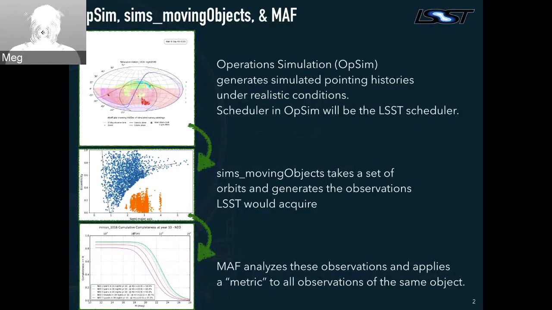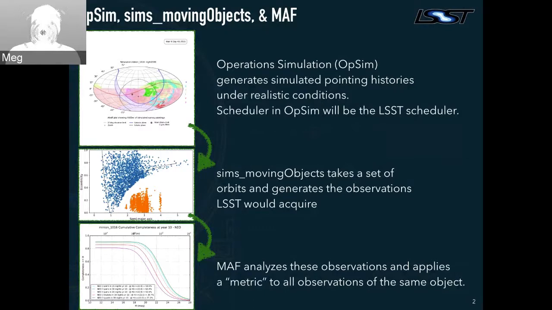So OpSim generates these pointing histories. They come complete with a record of the RA, Dec, and the seeing and the 5 sigma depth, all of these things. If you want to evaluate what we would see for moving objects, you take another software package we have called Sims Moving Objects, provide a set of orbits, basically objects, and that will generate the observations that LSST would acquire for a given simulated survey. So there's 3 steps to getting to your metrics. And then the last step is to analyze those observations. And for that, we use the metrics analysis framework, MAF.